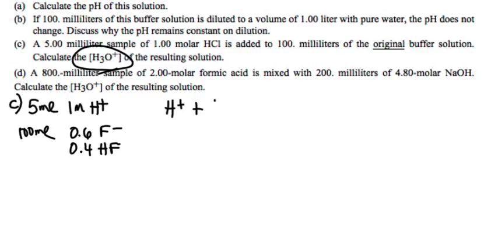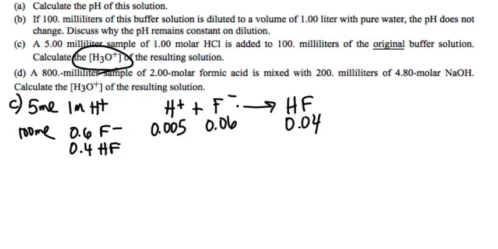Plus F minus makes HF. Good. And so our original moles, 1 molar of 5 mL is 0.005 moles. And this is 0.1 times 0.6, which is 0.06. And this is 0.04. So how much are we going to lose? 0.005. Oh, the poor H plus is not going to make it. But of course, again, we have a buffer.